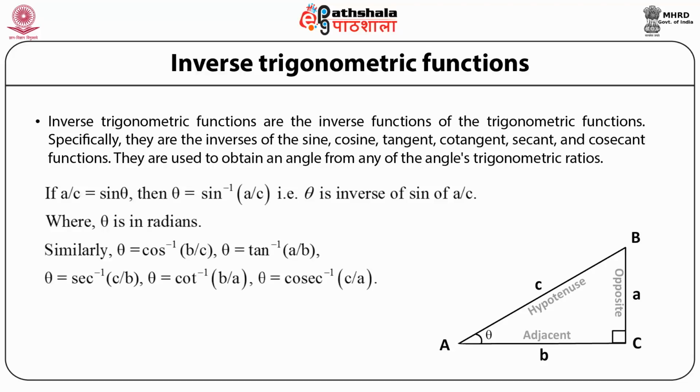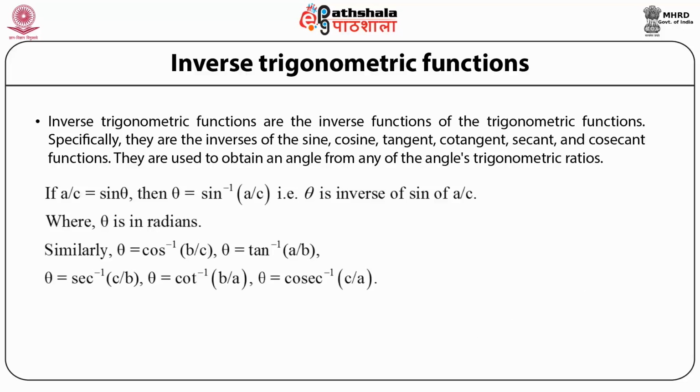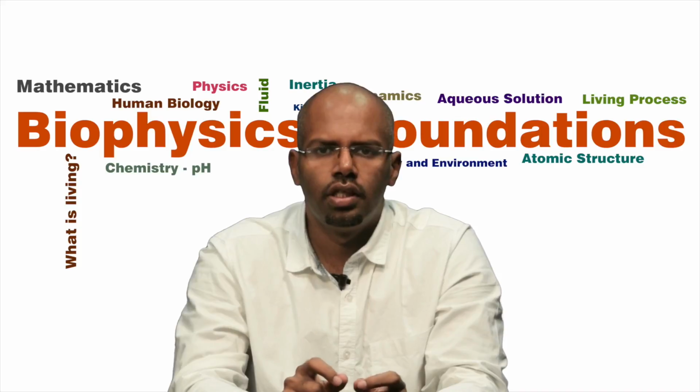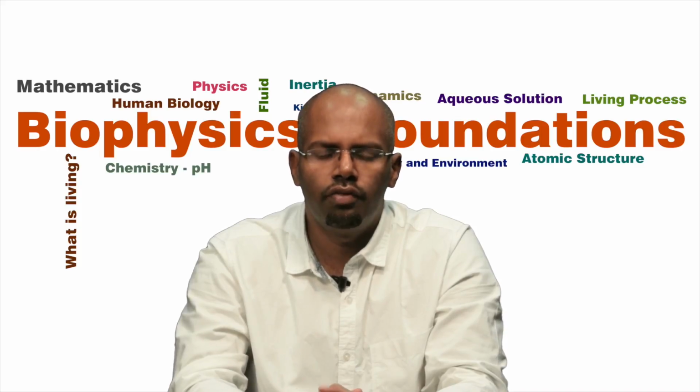Similarly, theta is equal to cos inverse b by c, or theta is equal to tan inverse a by b, or theta is equal to secant inverse c by b, or theta is equal to cot inverse b by a, or theta is equal to cosecant inverse c by a. You can see the figure on the left bottom, triangle ABC, which is a right angle triangle.